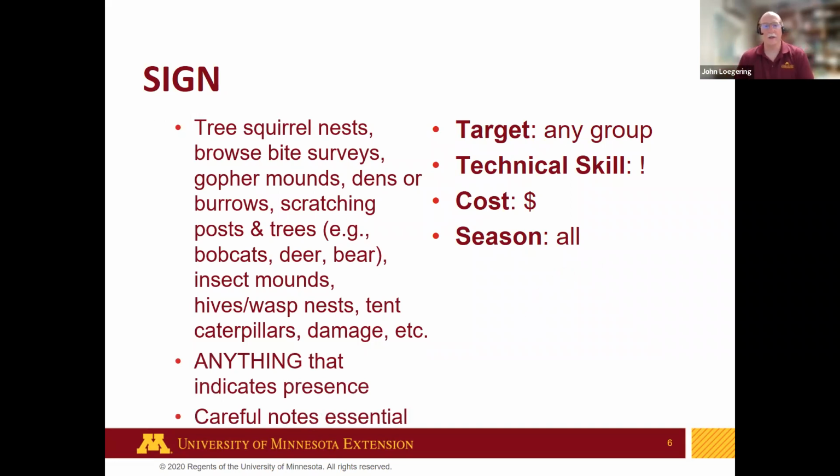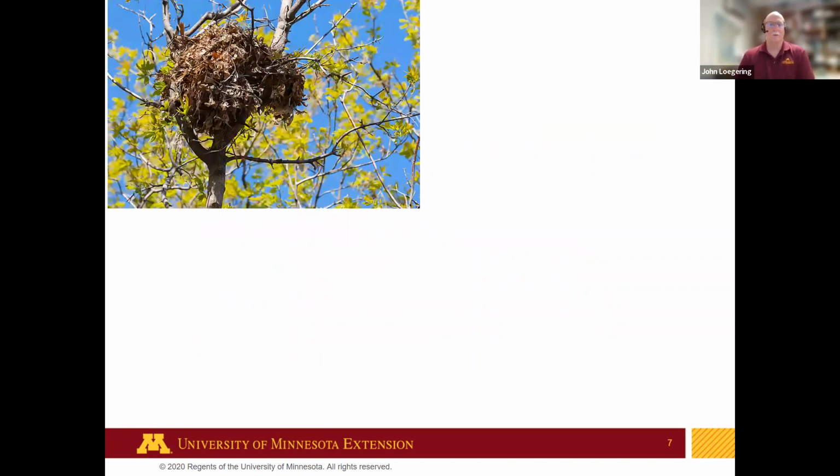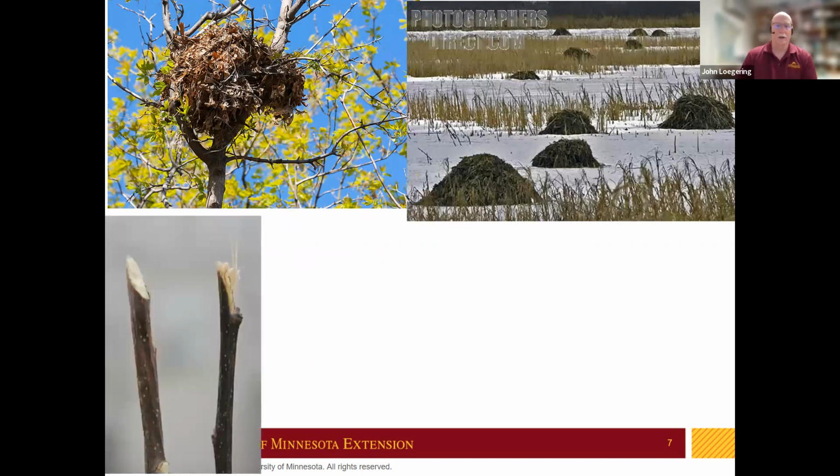So anything that indicates presence, and again, careful notes are handy. Where do I tend to see that? Well, in wildlife terms, we often do this with things like squirrel nests or muskrat houses. Again, that bite survey is something where we go out and take a look at the nibbles that we see from various wildlife species, and as a quick, helpful hint to identify them, remember that deer often leave ragged tips on branches that they nibble off. The reason they do that, of course, is because they don't have upper incisors. They only have lower incisors.